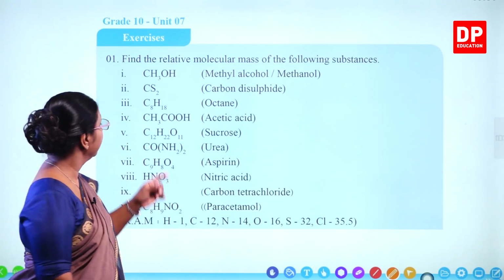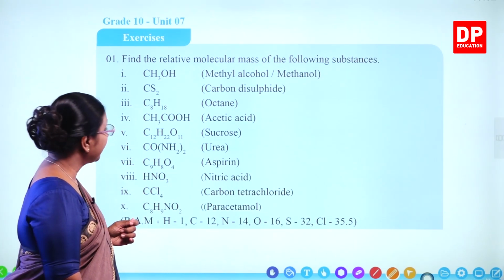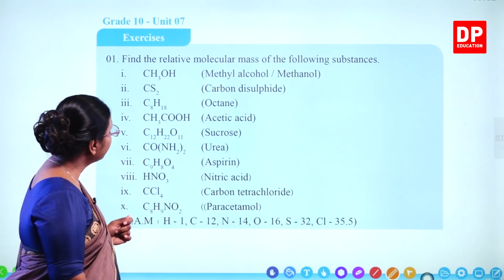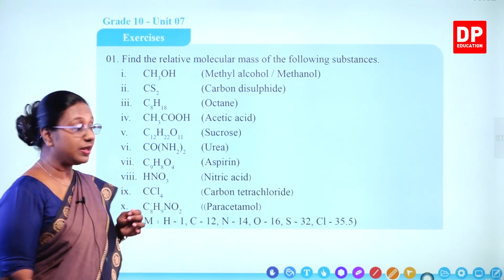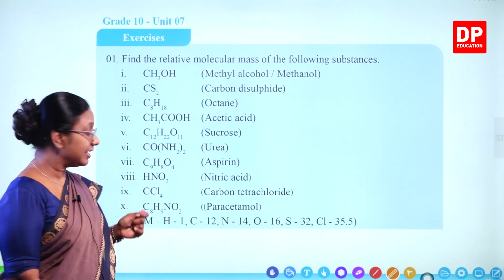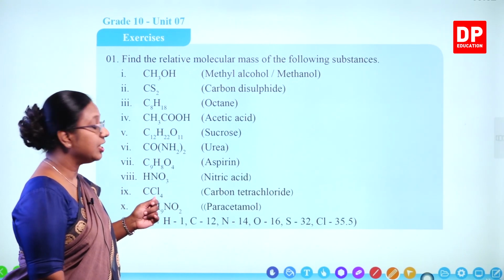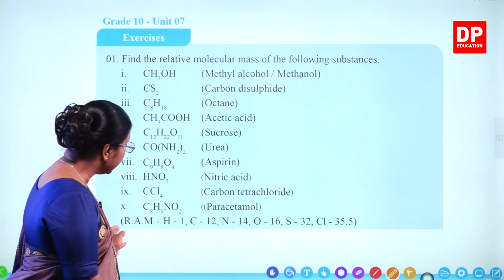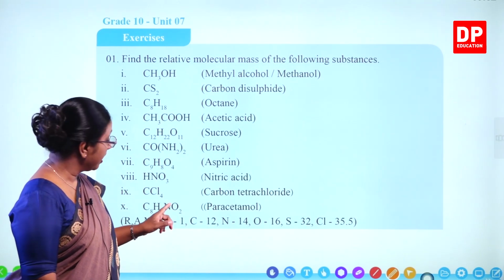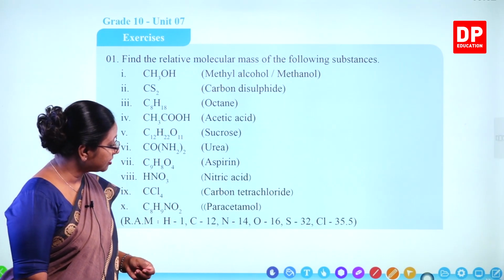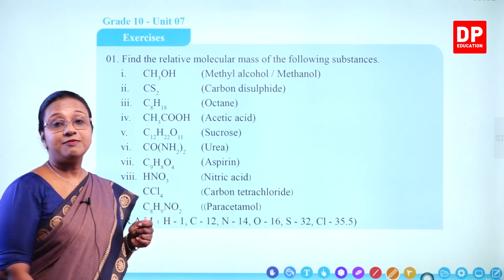C8H18, octane. CH3COOH, acetic acid. C12H22O11, sucrose. CONH2 twice, urea. C9H8O4, that is aspirin. HNO3, nitric acid. CCl4, carbon tetrachloride. C8H9NO2, that is paracetamol. Then the relative atomic masses, RAM, are given to you. Hydrogen 1, carbon 12, nitrogen 14, oxygen 16, sulfur 32 and chlorine 35.5.